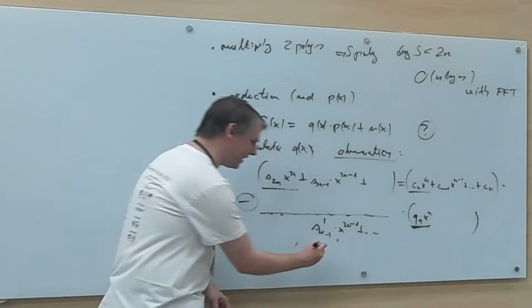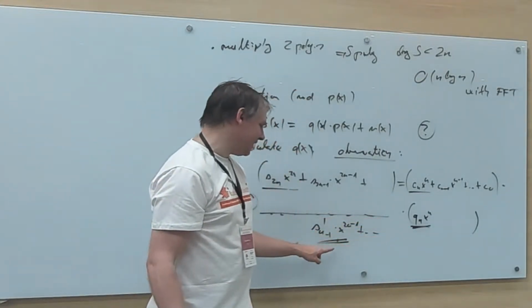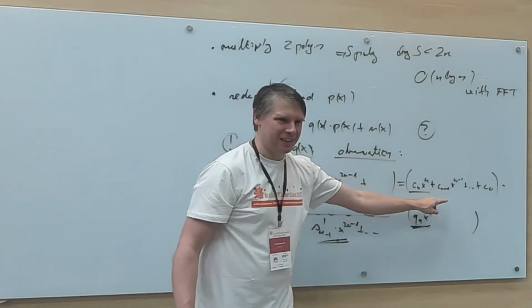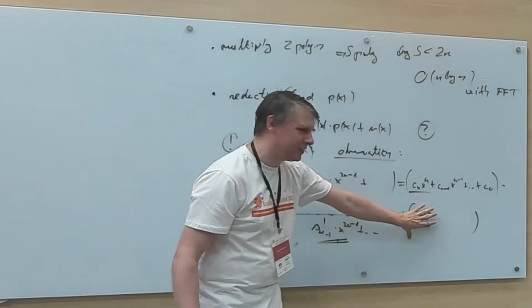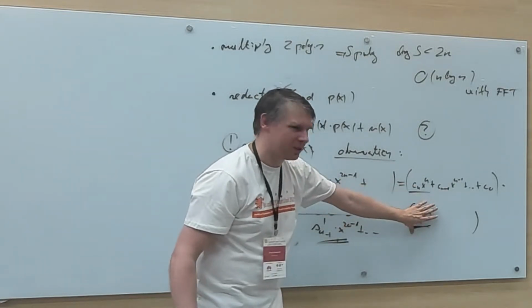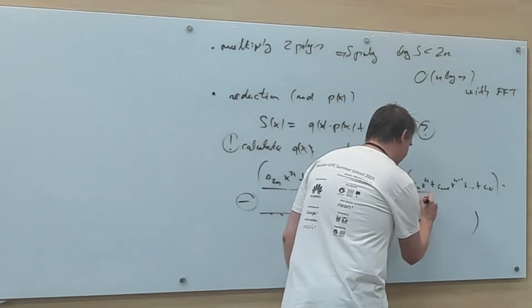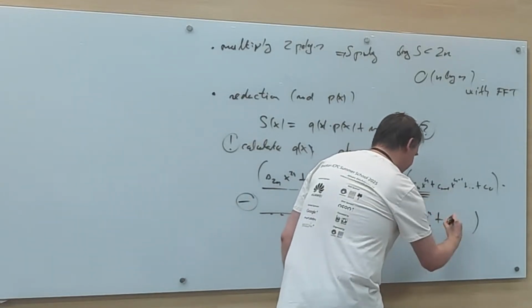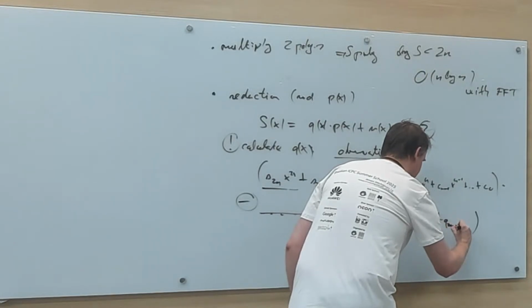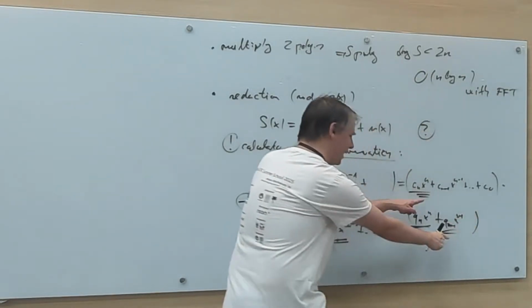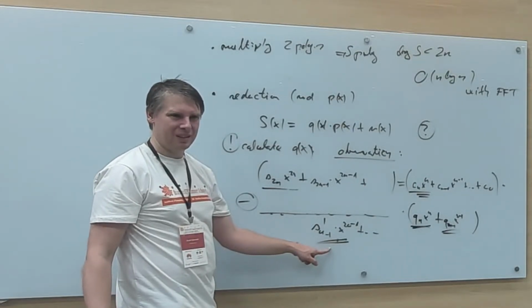To get the highest degree term here, the only way to get it is to multiply the highest degree terms, because we already removed this term. So actually, this and this will uniquely determine this at this point. And then you repeat.